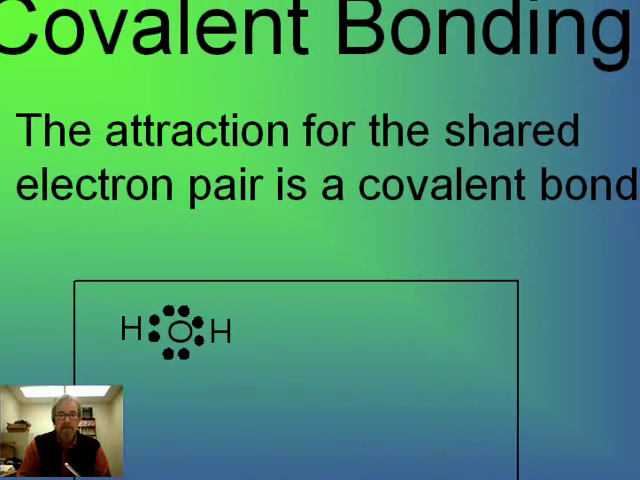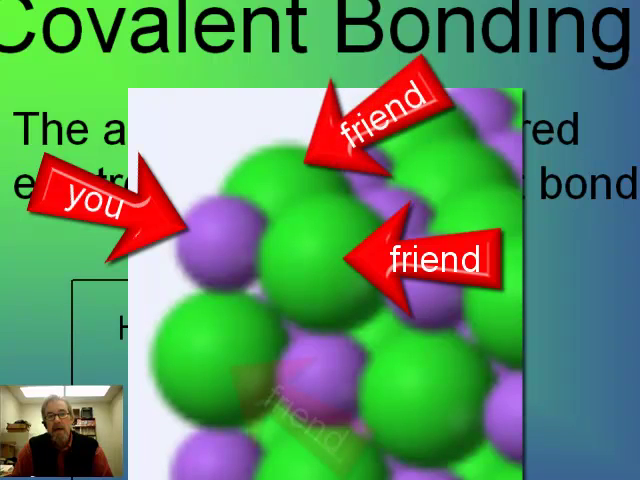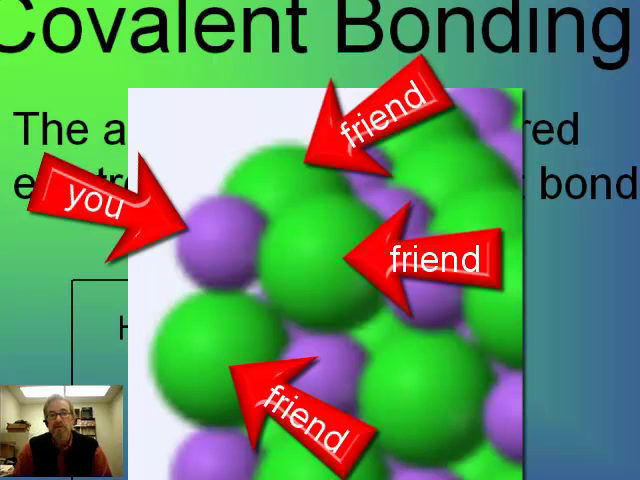The attraction that each nucleus has for the shared electron pair is what we call a covalent bond. Here's the difference between covalent and ionic bonding. Ionic bonding is like you hanging around with your friends. You hang around with your friends because you actually like your friends, and you have some sort of an attraction of some kind for each other.